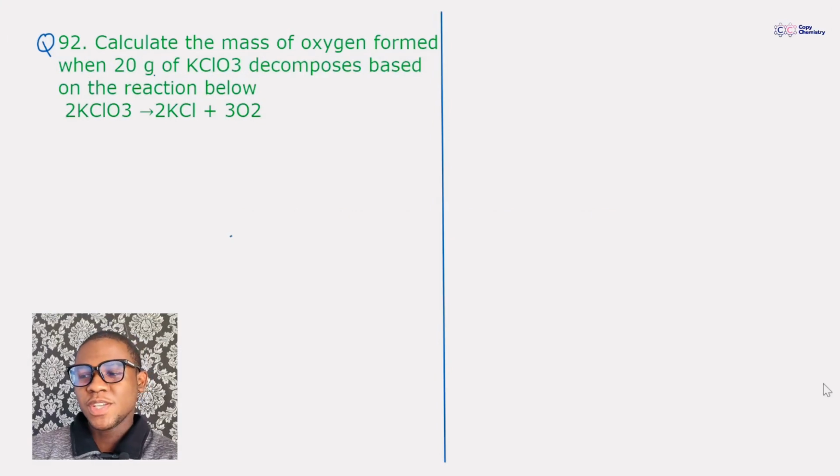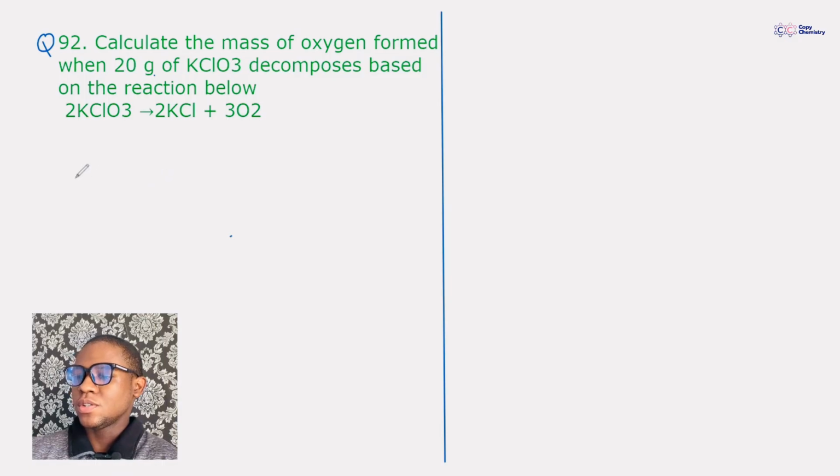Yeah, what we're trying to do on this question number 92 is pretty easy. We need to calculate the mass of oxygen formed when 20 grams of KClO3 decomposes in the reaction based on the reaction below. Right, so this is what you need to do here. The very first thing you have to do is consider your equation of reaction, that's for sure.